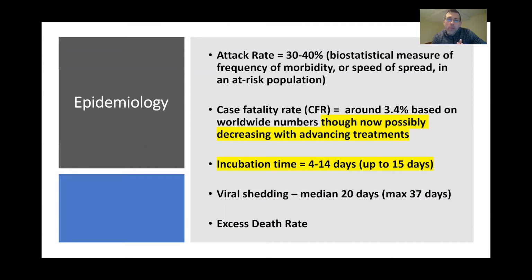So what are some of the epidemiological measures that we should know about? Well, one is the attack rate, which is about 30 to 40%. Now, the attack rate is a biostatistical measure of the frequency of morbidity or speed of infection in an at-risk population. Now, here, the case fatality rate, I'm going to briefly glance over.